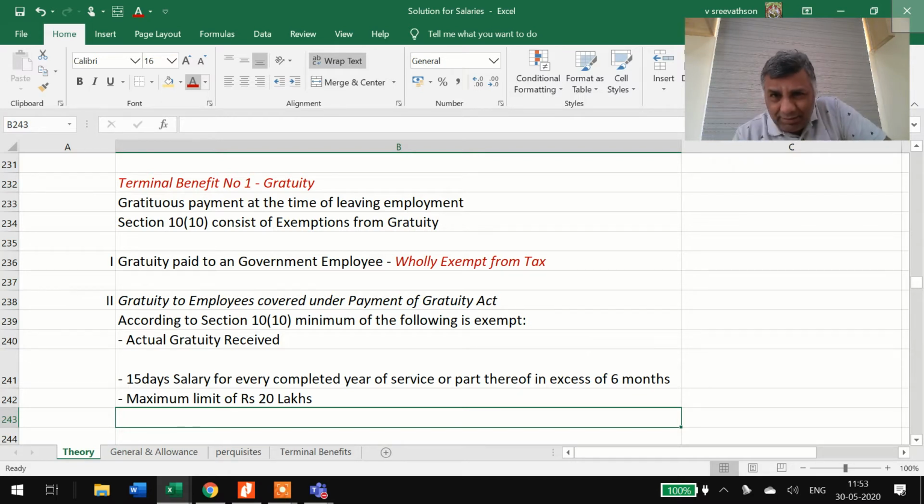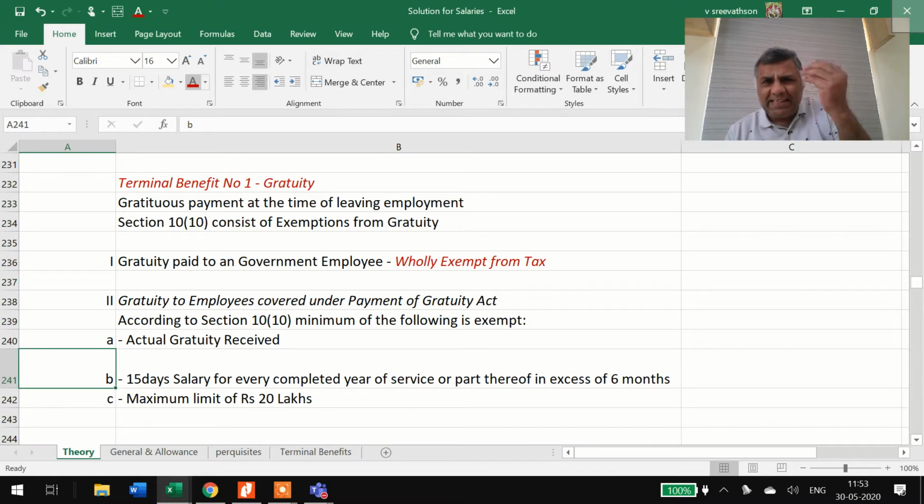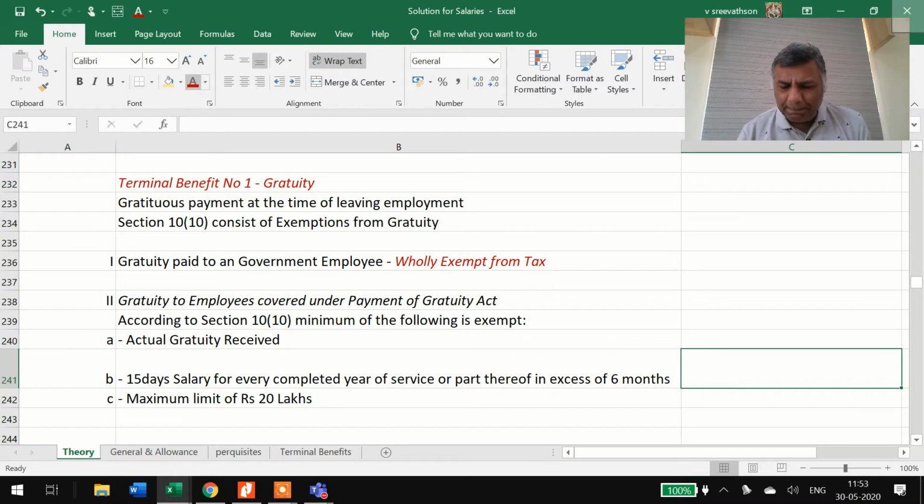Under that, write explanation to condition B. This is A, this is B, this is C. A is simple, actual receipt. C is also very simple, 20 lakhs. B, we need to understand. Explanation to condition B.